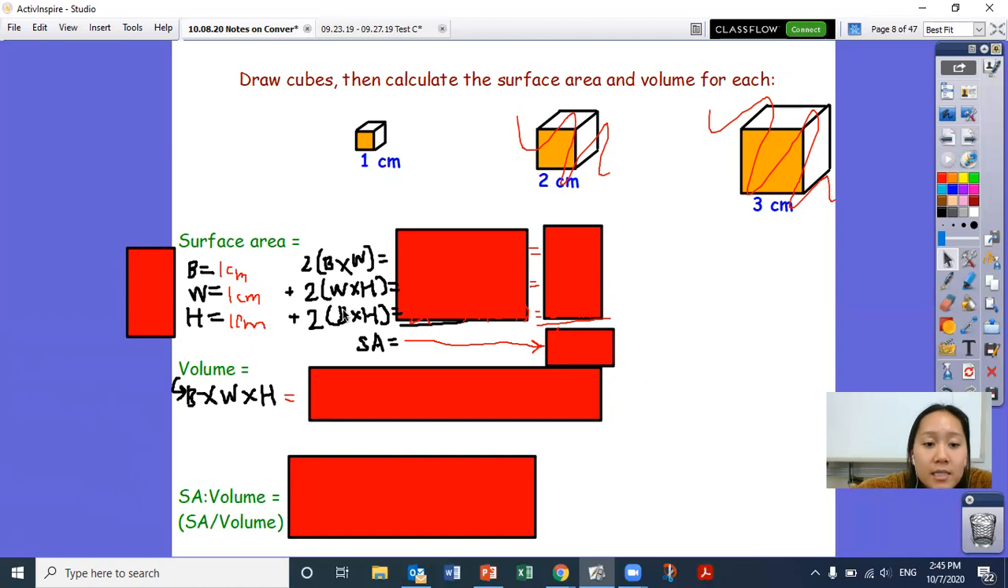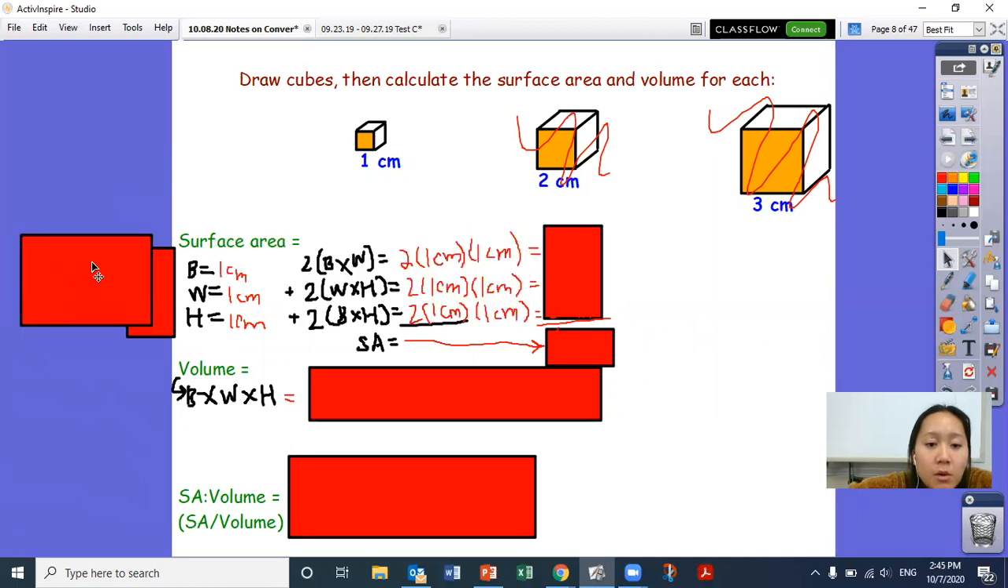And then once you find all of these and you add them up, that is going to be your surface area number, okay? So in this case, we would be multiplying 2 times 1 centimeter times 1 centimeter because as you see, B and W are both each 1 centimeter. 2 times W times H is 2 times 1 centimeter times 1 centimeter because W and H, width and height, are both also 1 centimeter. And then base times height is 1 centimeter times 1 centimeter. And again, there's 2 because there are 2 faces of it, okay?